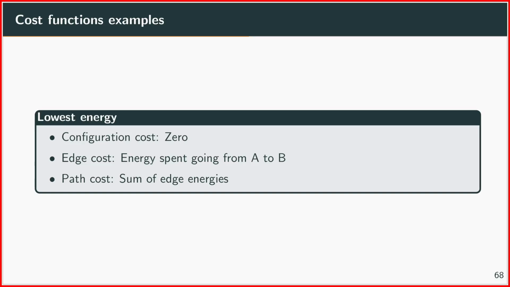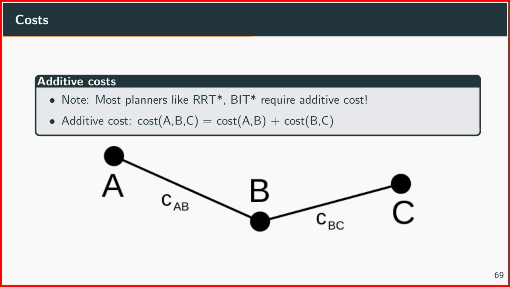And then, of course, you could have other cost functions, for example, lowest energy, where you have configuration cost of 0. And then an edge cost might be the energy you need to spend to go from A to B on an edge. And a path cost might be just the sum of edge energies. And something which you need to actually keep in mind for sampling-based motion planning is that most of the planners which we will look at, they require actually an additive cost. And an additive cost is basically a cost where you can basically sum it up from different segments.